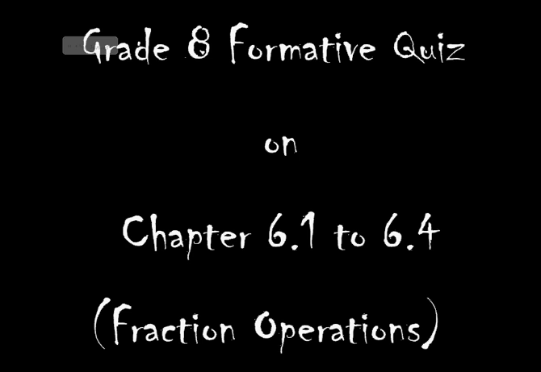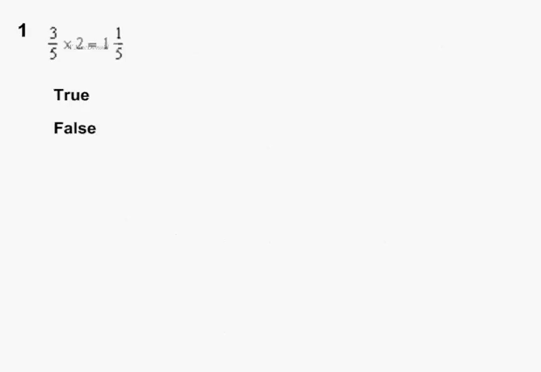Okay, grade 8, this is your formative quiz answers to your 6.1, 6.4 formative quiz on fraction operations. Your first question was a true-false. Your first 5 questions, I guess, were true-false. And the first one said 3/5 multiplied by 2 is the same thing or is equal to 1 1/5.